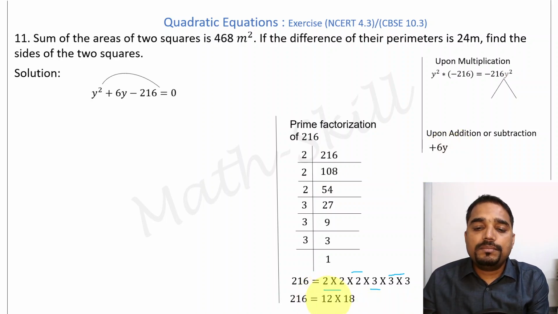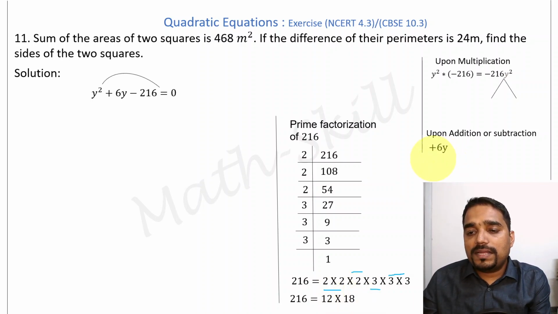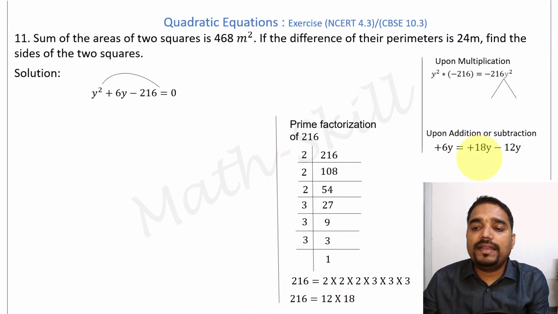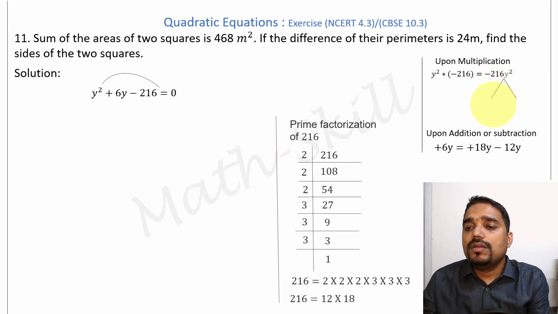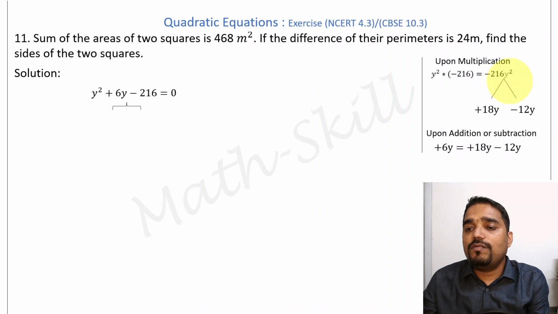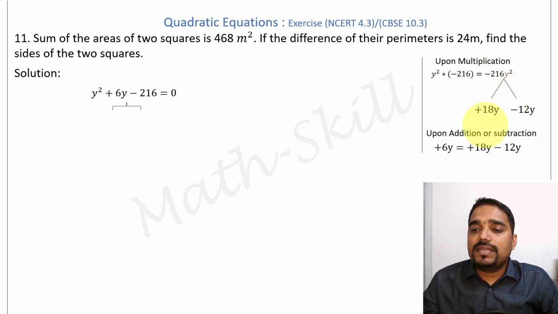Therefore, let us take the prime factors as 12 and 18. Because we want plus 6y here, let us take plus 18y and minus 12y. So plus 18y and minus 12y are selected here. Also let us verify the first condition, that is upon multiplication we should get minus 216y square, that is plus 18y into minus 12y. So plus into minus is minus, 12 18s are 216, and y into y is y square.